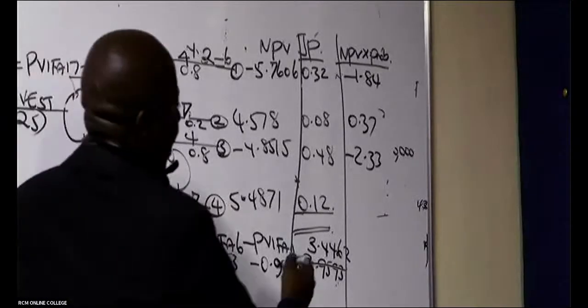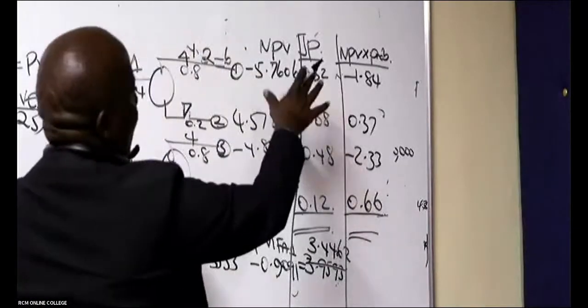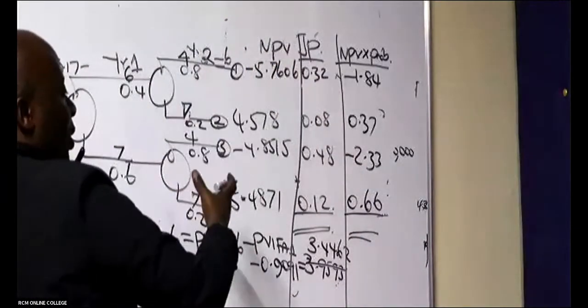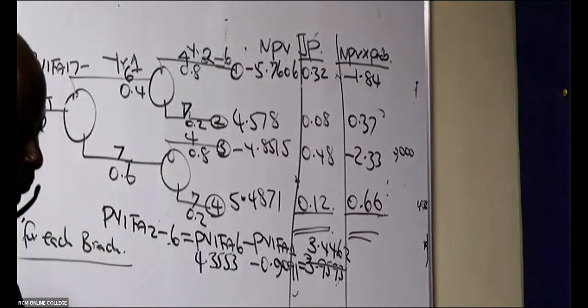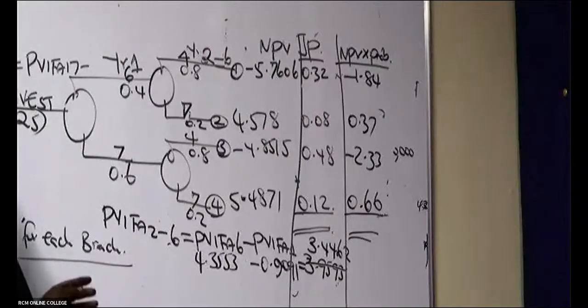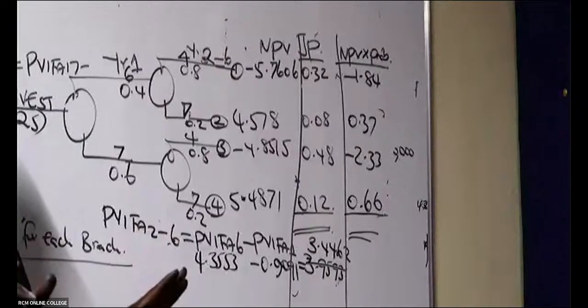0.66. So now remember, you need to add all of them. Once they are discounted, you have incorporated risks and probabilities, you add all of them. If positive, you compare to 0 and accept the project. If negative, I would rather not invest and get 0.